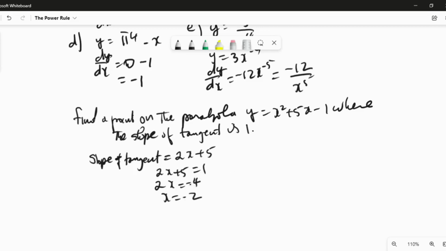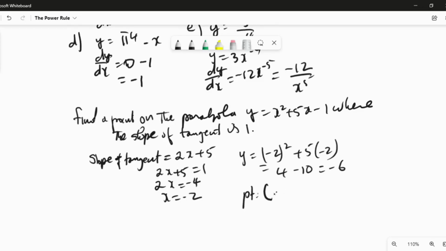Since we are looking for a point, and the point is two numbers, I have to find the value of y. y equal to negative 2 squared plus 5 times negative 2, which is 4 minus 10. Therefore, the point is negative 2, negative 6. That's my answer.